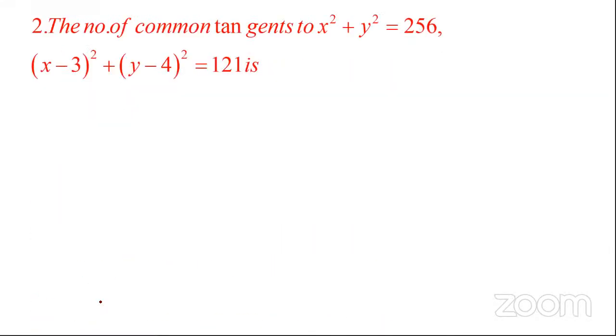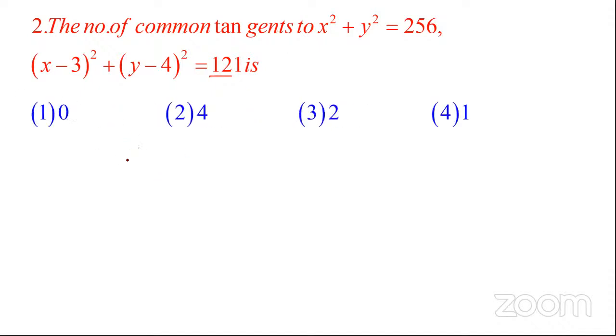Next one. The number of common tangents to x square plus y square equal to 256 and (x minus 3) whole square plus (y minus 4) whole square equal to 121 is. We have to find the number of common tangents for this one.